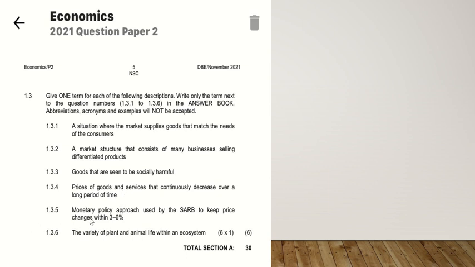Next question, monetary policy approach used by the SARB to keep price changes within 3 to 6%. Our hints here are monetary policy, SARB, and 3 to 6%. Obviously, it is inflation targeting. They're even telling us that the target is within 3 to 6%. So the answers are literally in the sentences sometimes.